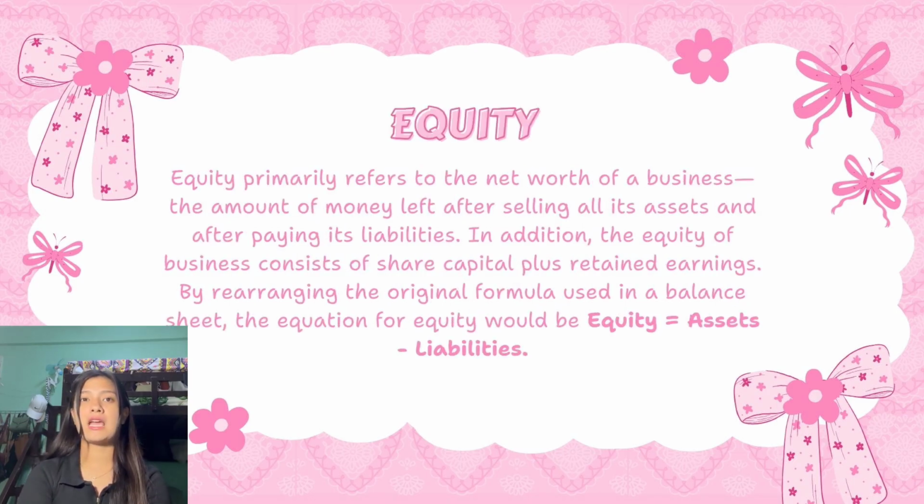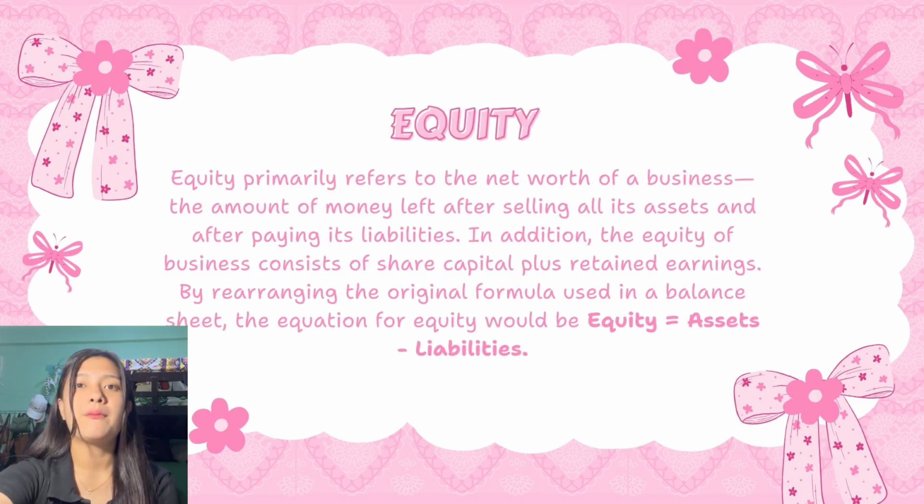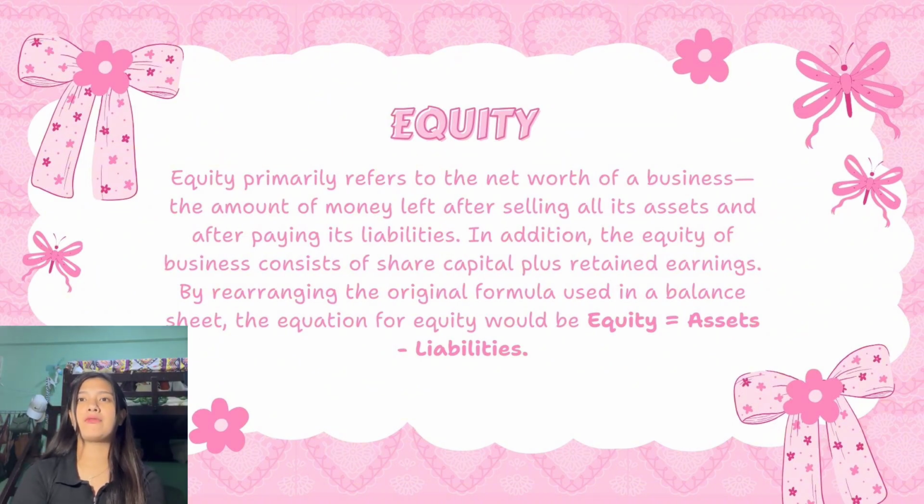And then the next is equity. Equity primarily refers to the net worth of a business, the amount of money left after selling all its assets and paying its liabilities. In addition, the equity of a business consists of share capital plus retained earnings. By rearranging the original formula used in the balance sheet, the equation for equity would be equity is equal to assets minus liabilities.